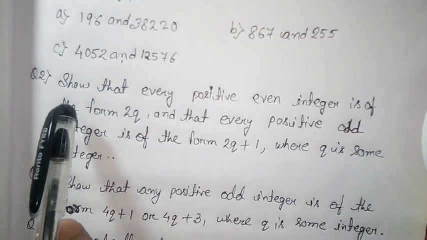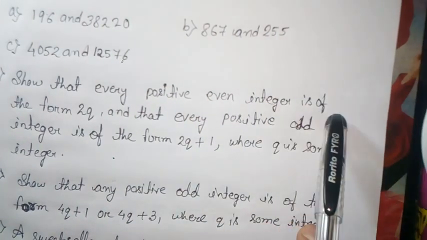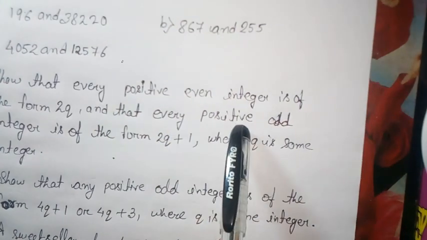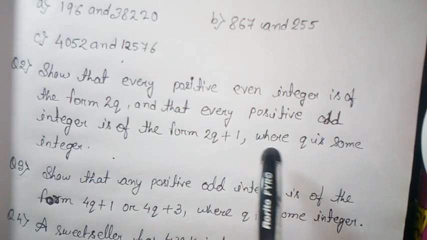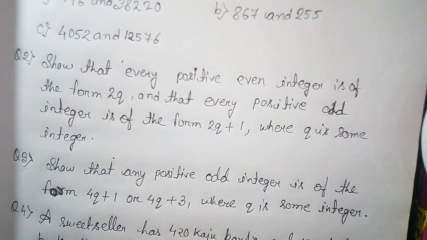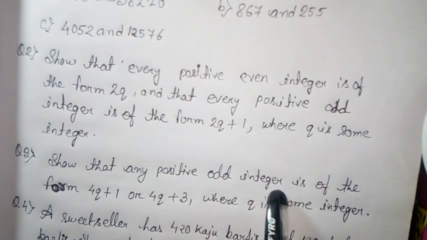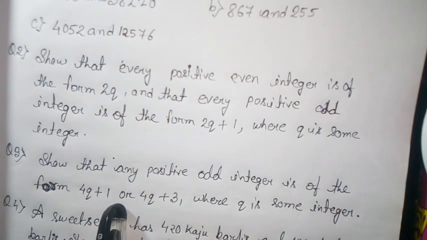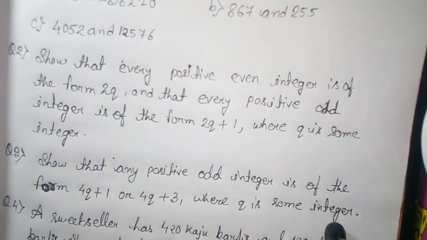Question number 2: show that every positive even integer is of the form 2q and that every positive odd integer is of the form 2q plus 1, where q is some integer. Question number 3: show that any positive odd integer is of the form 4q plus 1 or 4q plus 3, where q is some integer.